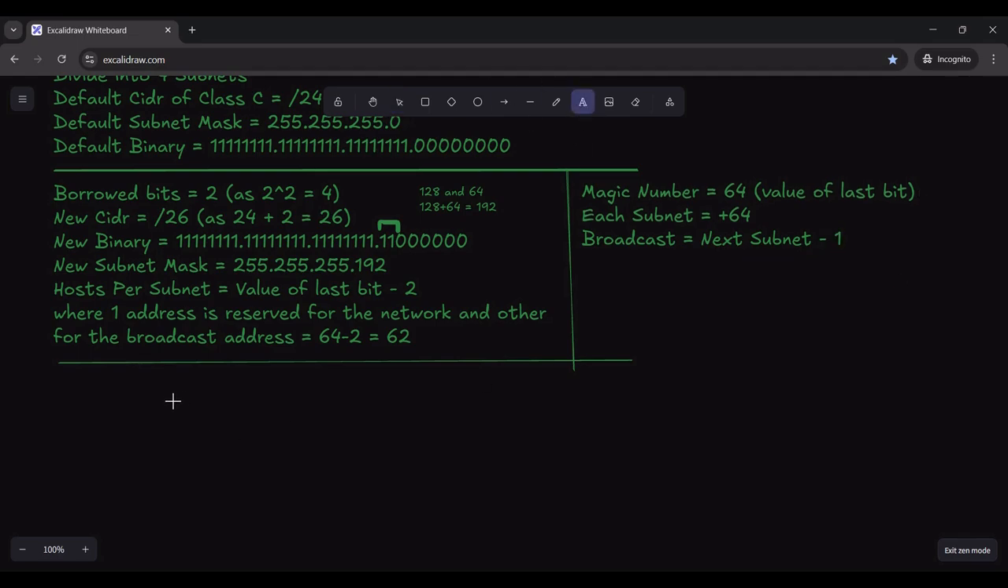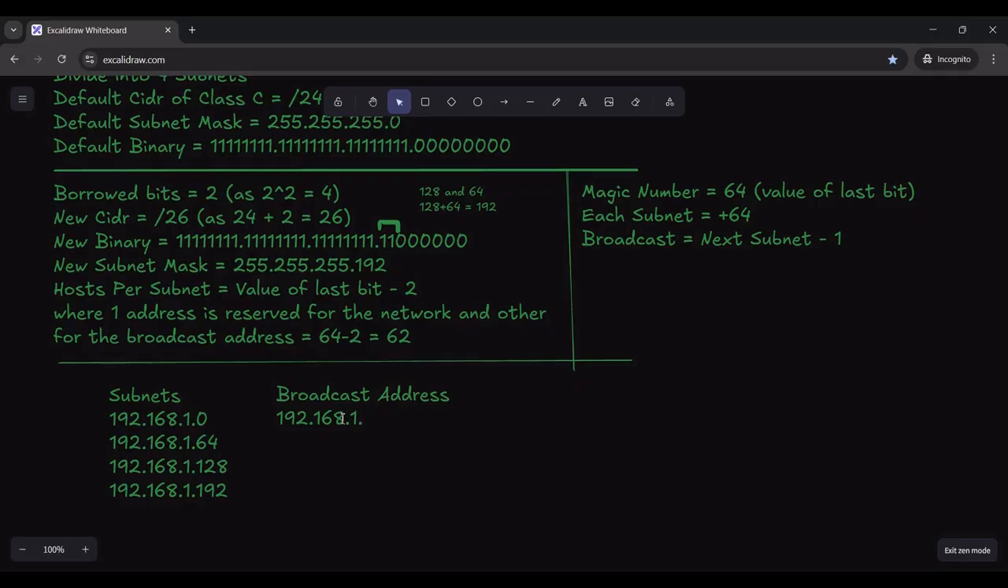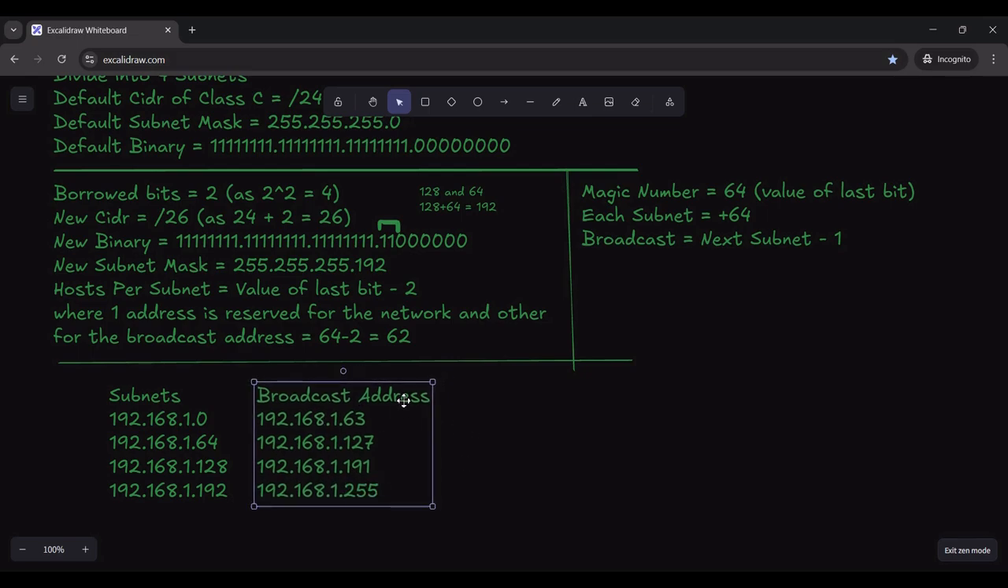So let me just write down here in the table form. The first subnet is 192.168.1.0. The next one is 1.64. The next one is 1.128. The next one is 1.192, because we added plus 64 each time until we reached the 4 subnets. So broadcast address is the next one, minus 1. So 64 minus 1, 63, 128 minus 1, 127, and 192 minus 1, 191. The last one is 255, because in any case, when we reach the last broadcast address, it is always going to be 255. We don't need to do minus 1.